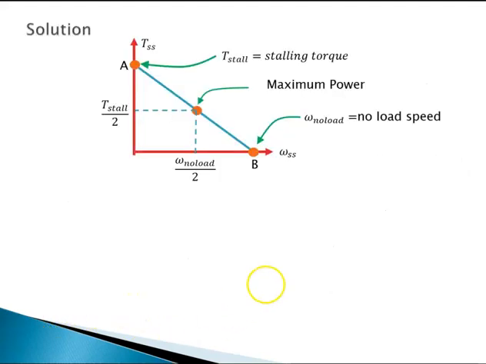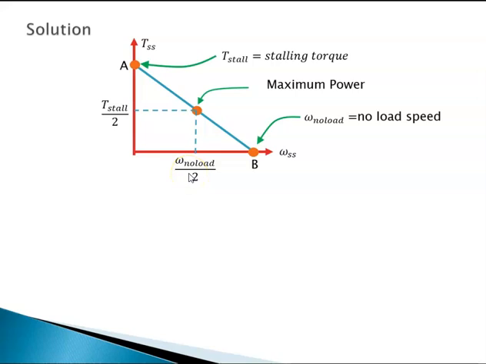From this problem, we'll start with the torque speed characteristic graph. I would encourage you to remember this very carefully. You have stalling torque here, you have no load speed here. The maximum power point is midway between this A and B on the torque speed line. This is stalling torque divided by 2, no load speed divided by 2.